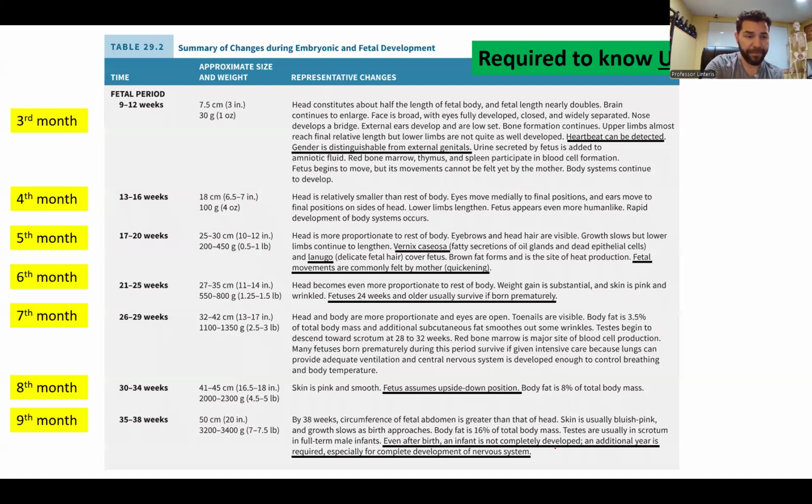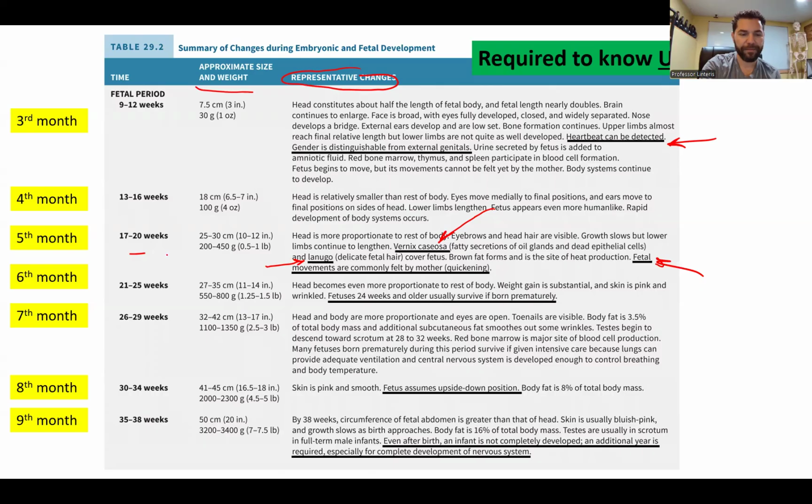And this talks about some changes in weight during embryonic and fetal development, right? This specifically shows you the fetal. Here you can see heartbeat detected. Focus on the things that are underlined. We're going to talk about this vernix caseosa. That's important. We're going to talk about lanugo. That's basically like light hair. That vernix was a fatty secretion, a coat around the baby.